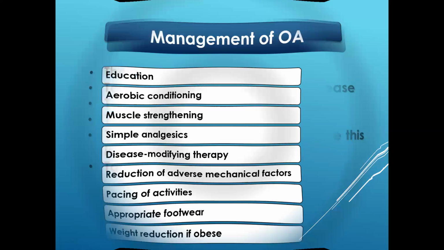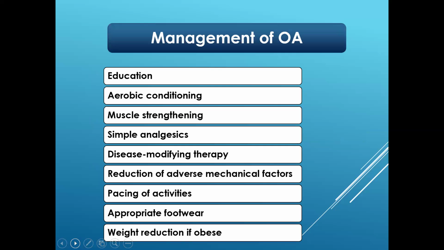Now let's look at the education part, management of OA through education. It is important to educate the patient about their condition and the treatment options they require, and also the type of lifestyle modification they need to adopt in order to improve their symptoms. You need to tell them heavy lifting is no longer for you. Taking a long distance walk is no longer for you. Running, athletics, because it will worsen the symptoms.